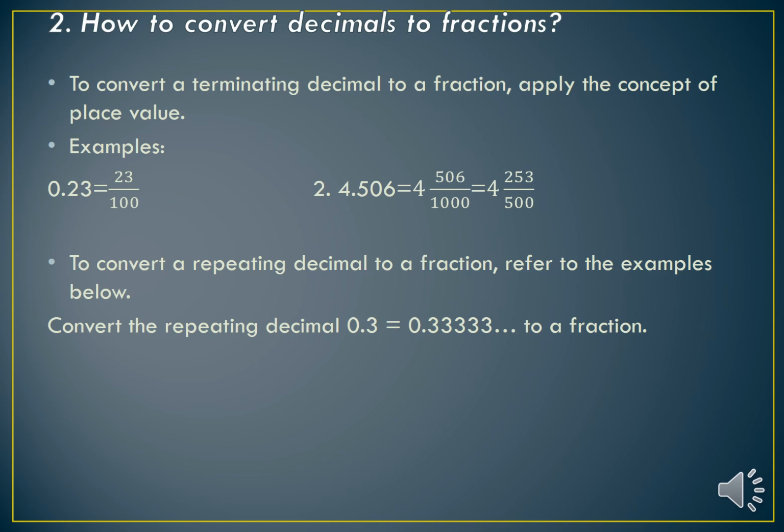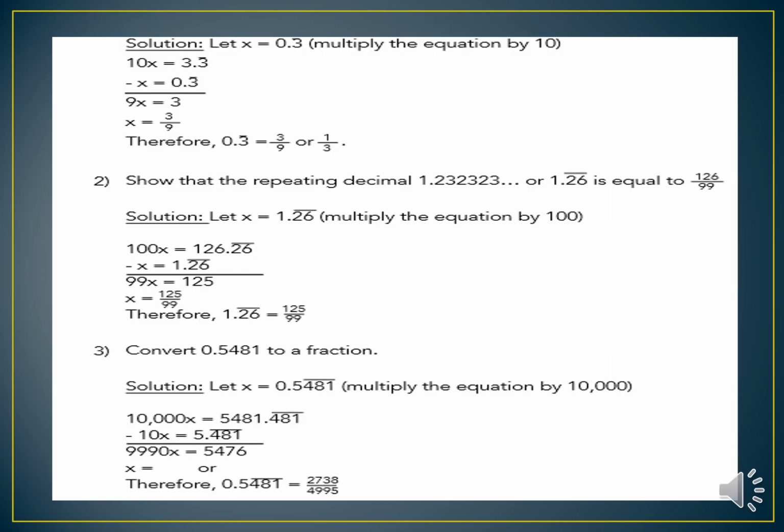To convert a repeating decimal to a fraction, refer to the example below. Example, 0.3 repeating, or 3 tenths. So, solution, let x be equal to 0.333 and then multiply the equation by 10. Therefore, 3 tenths is equal to 3 over 9 or 1/3. Show that the repeating decimal is equal to 126 over 99.